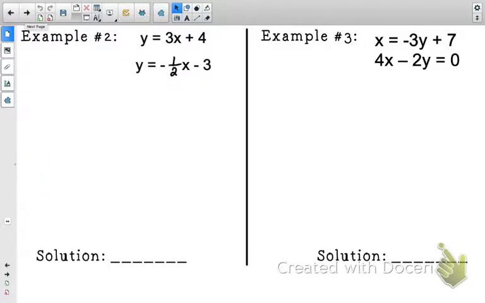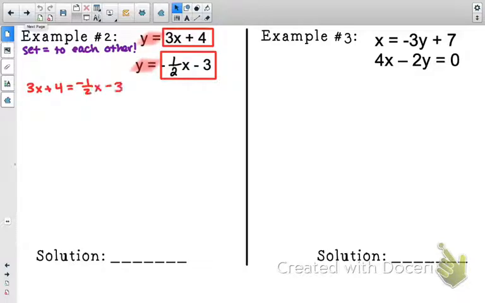Let's take a look at another example. In our second example, again, the first thing we need to do is find a variable by itself on one side of the equal sign. Now we have that in both equations. When we have y by itself in both equations, you're just going to set them equal to each other. So take 3x plus 4 and set it equal to negative 1/2 x minus 3.